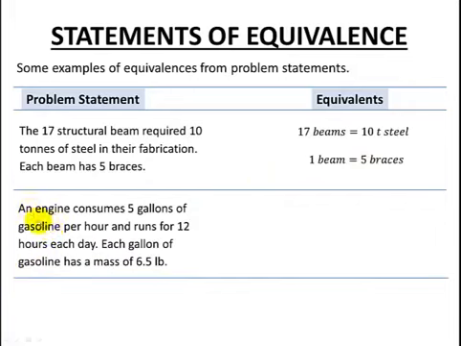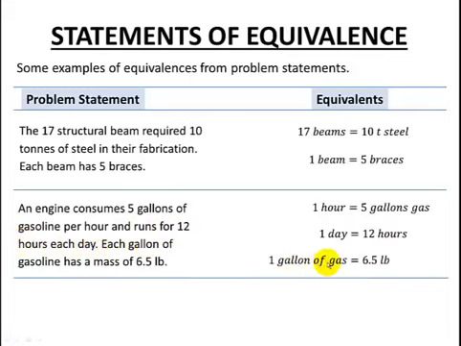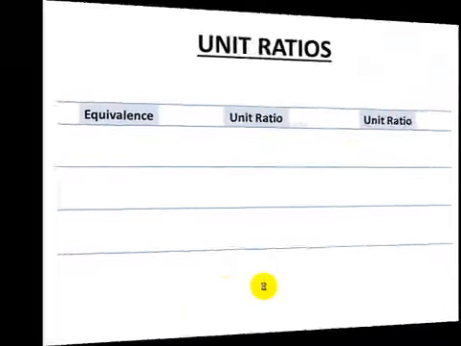Let's take a look at another example. An engine is consuming 5 gallons of gasoline per hour, and it runs for 15 hours each day. Each gallon of gasoline has a mass of 6.5 pounds. Let's find some equivalences here. 1 hour is equal to 5 gallons of gas. There's our 5 gallons per hour. 1 day is 12 hours. The engine runs for 12 hours each day. And then finally, a gallon of gasoline is 6.5 pounds. So each gallon has a mass of 6.5 pounds. So situational statements can also lead to equivalences.